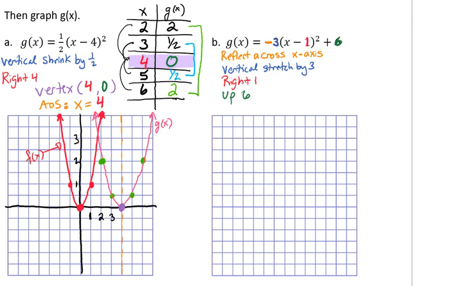So you should have started off by saying that there was going to be a reflection across the x-axis, a vertical stretch by 3, and it is going to move to the right 1 and up 6, with a vertex of 1, 6 and an axis of symmetry of 1.